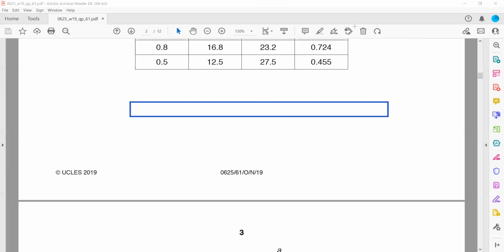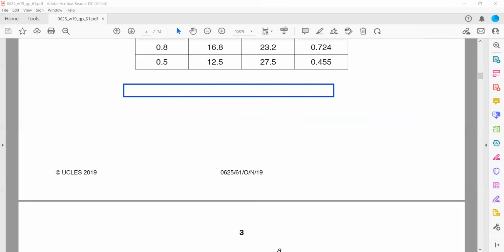Same thing, maybe the center of mass is here and we pivot from this point. So what will happen? The weight is acting downward. That will also cause a clockwise movement, so there will be a turning effect. But once the meter rule is pivoted at its center of mass, what will happen? It won't topple, it will be balanced.